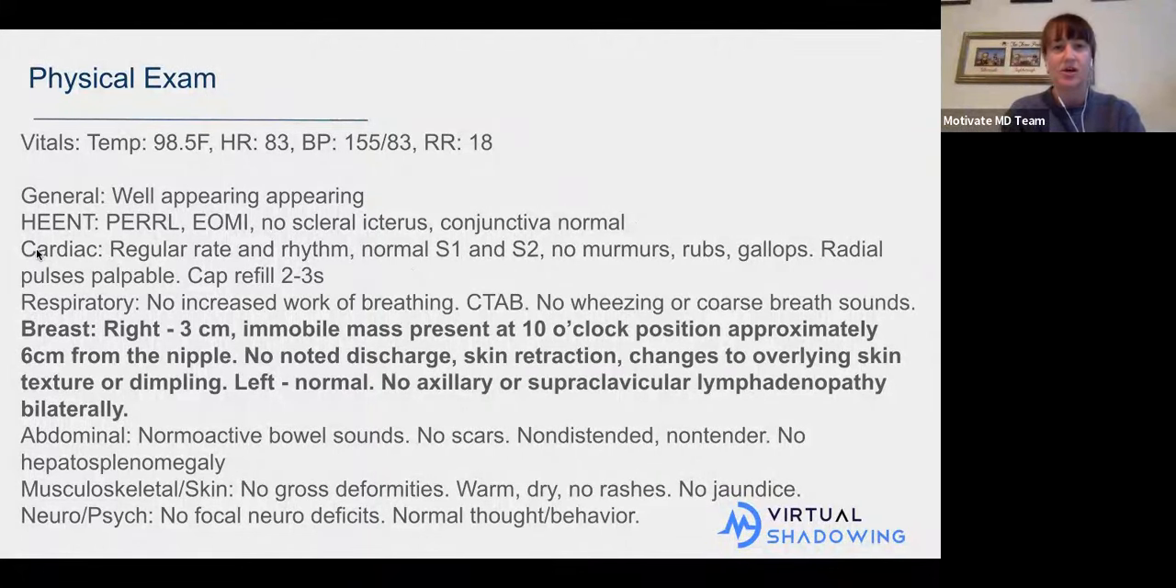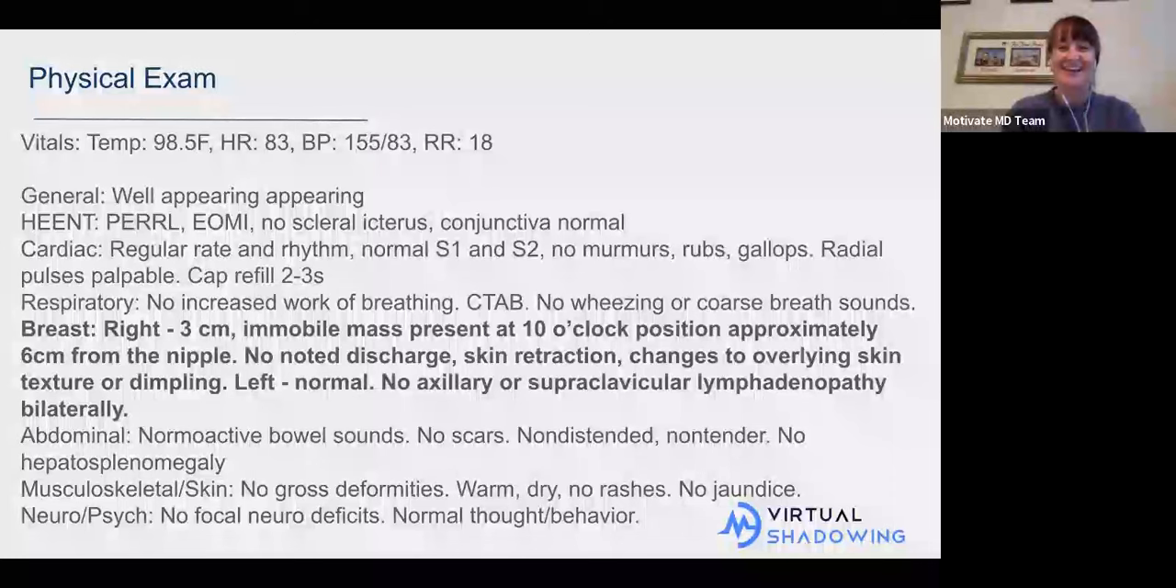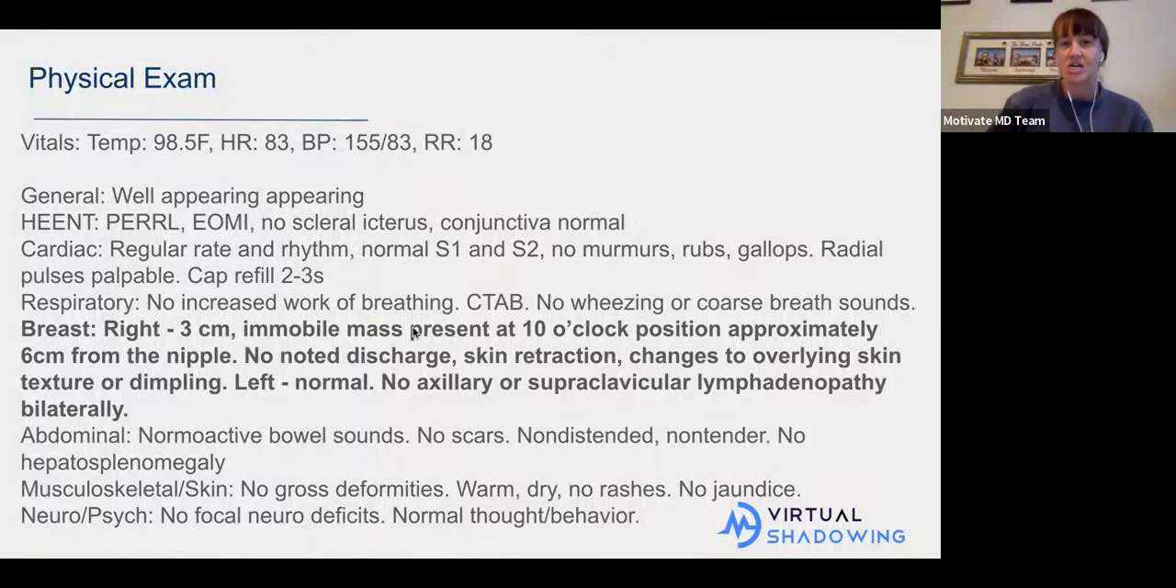Her cardiac exam is also totally normal, so regular rate and rhythm. She doesn't have any murmurs, and her capillary refill looks good. Respiratory-wise, also looks good. She doesn't have any increased work of breathing. She's clear to auscultation bilaterally, so you can hear those lung sounds in all the lung fields, which is what we want.